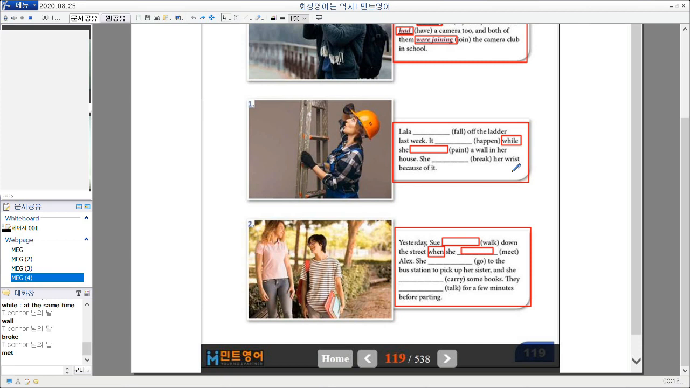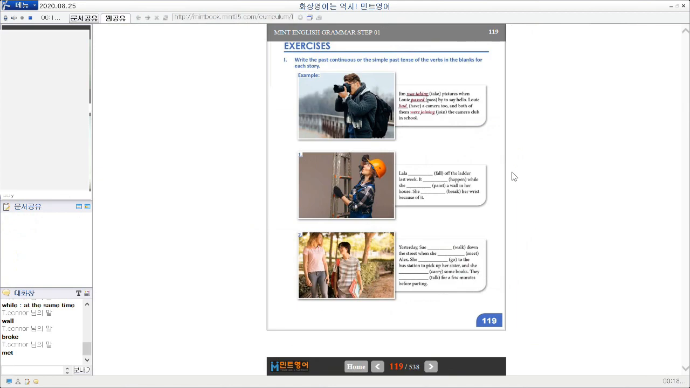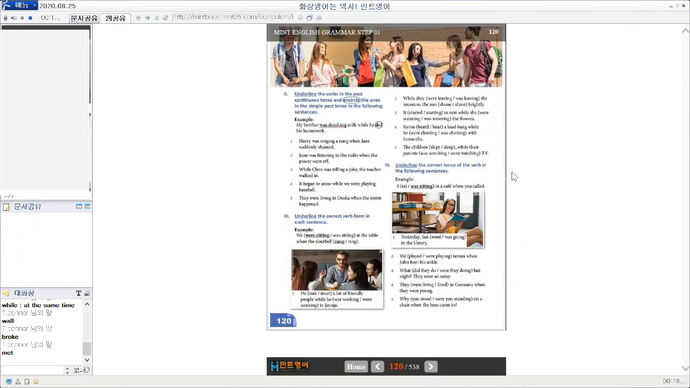She went to the bus station to pick up her sister, and she was carrying some books. That's what she was doing when she went there. And what else happened? They talked for a few minutes before parting. Okay. Wow, awesome. That's good. Let's continue.